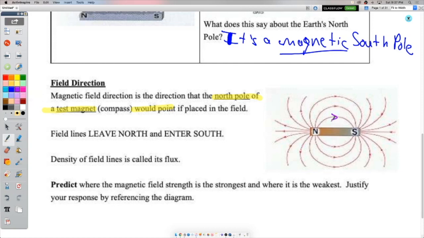So looking at this image here, which way would a test compass point? It would point that way, right? Here, that way, here, that way. Just imagine dragging a compass around at all these points. So I'll show you for real.